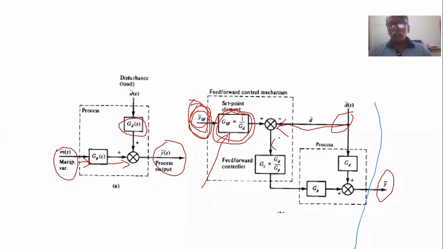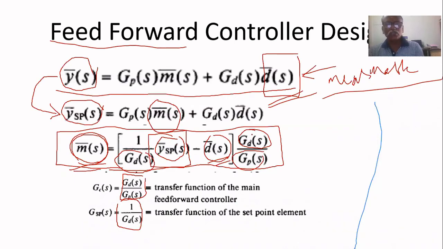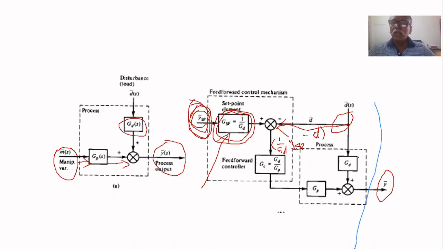Here what you are getting is 1 by GD, the disturbance model, multiplied by the y set point, minus D of S. That should be multiplied by, as in the previous one, GD of S and GP of S. Already we have seen what GD and GP are.